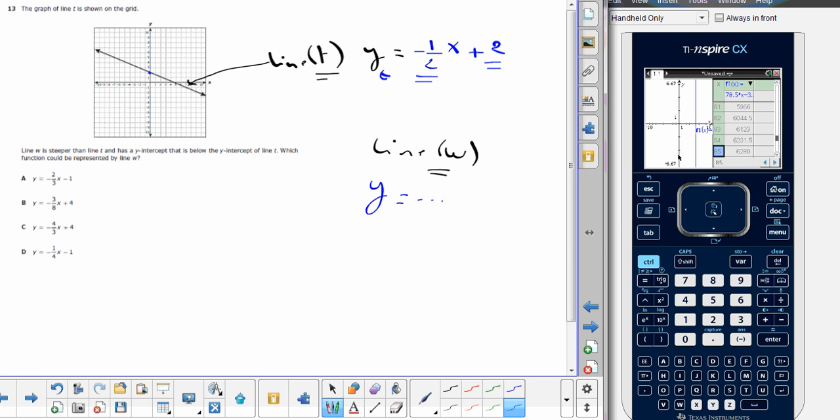They told you it's steeper and the y-intercept is below. So the y-intercept has to be less than 2. So in this case, you can cross out B and C because the y-intercept has to be below 2, less than 2. So either A or B. So we agree we saw -1, so it could be -1. But what does steeper mean? It means it has to be above. Steeper means the T has to be above.